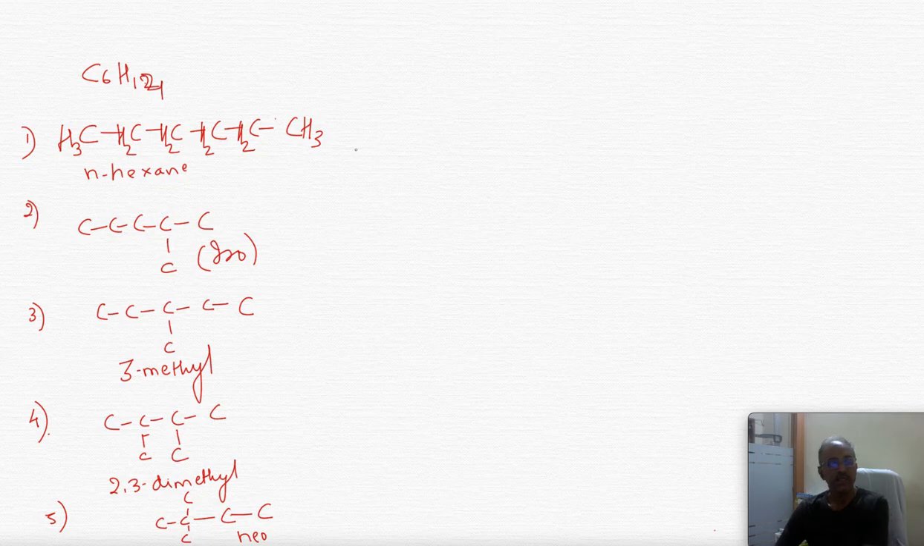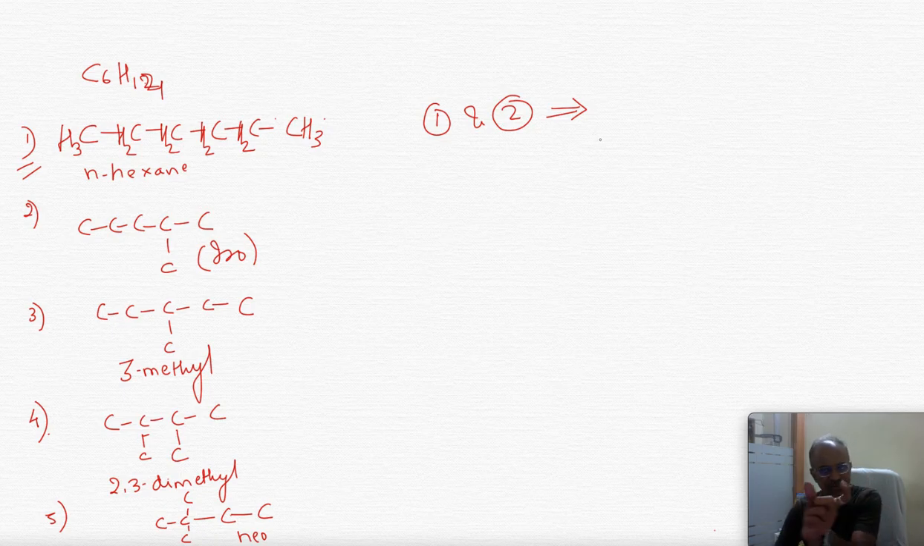Now if I see 1 and 2, there is a difference in chain. Here there is 6 carbons, there is 5 carbons. It means there is a difference in chain, so they are known as chain isomers. Look at my previous lecture where I told you what chain isomers are: same molecular formula but different structural formula, different properties due to different number of carbon atoms in the chain. Here there are 6 carbon atoms, here there are 5 carbons, so they both show chain isomerism.